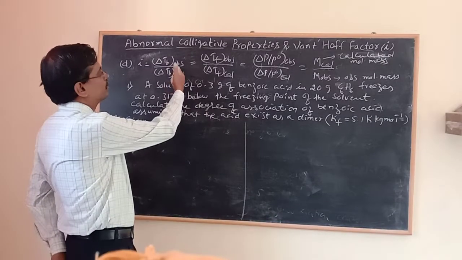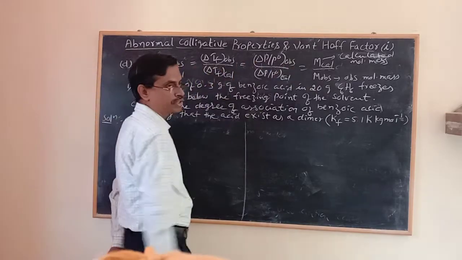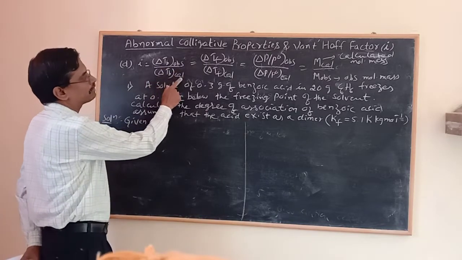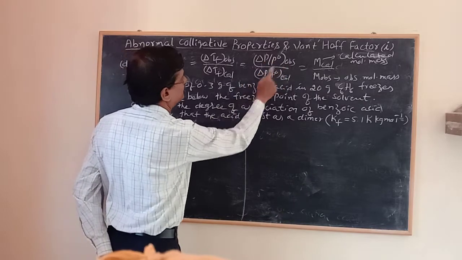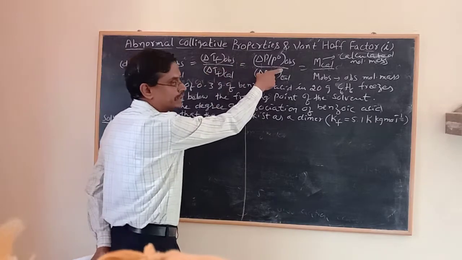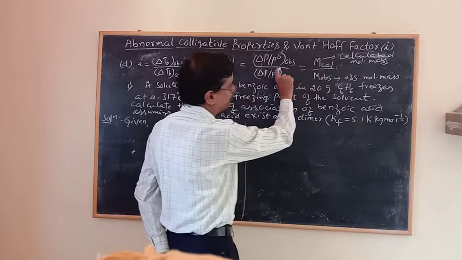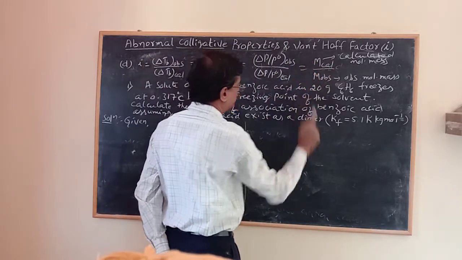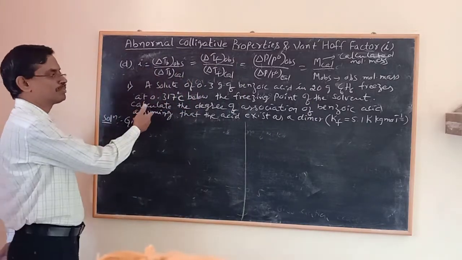The last relationship we have to discuss now: i is equal to, in terms of different colligative properties in the form of ratios, delta Tb observed divided by delta Tb calculated, delta Tf observed by delta Tf calculated, delta P by P naught observed divided by calculated. These are elevation of boiling point, depression of freezing point, relative lowering of vapor pressure, and in terms of molecular masses, because of the reciprocal relationship, M calculated divided by M observed. So by using all these notes and explanations, we will solve some problems related to this.